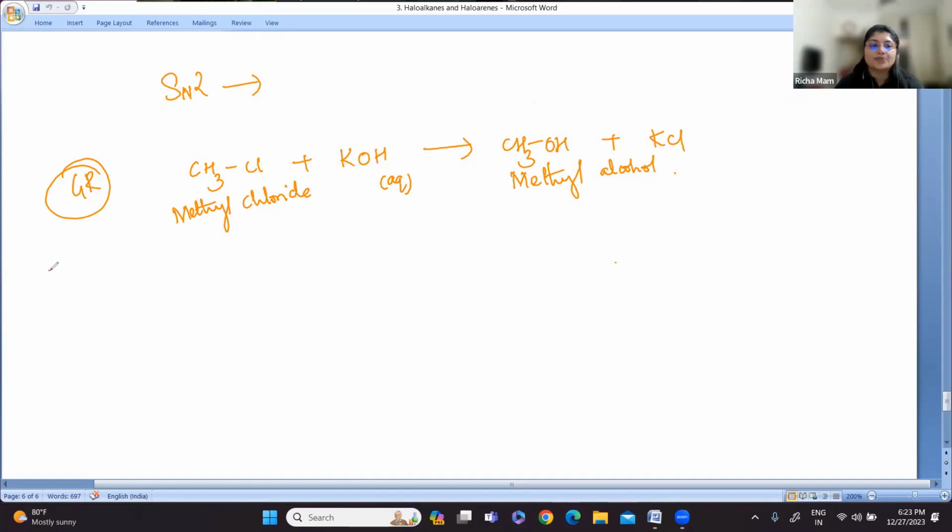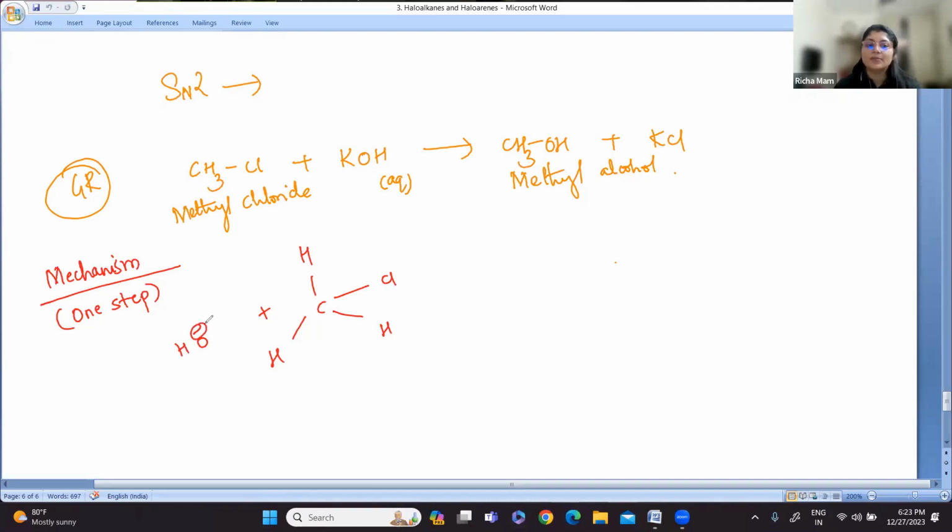Okay, now, what is the mechanism? As we said, this is a one-step mechanism. So here, your methyl chloride. What will happen to this methyl chloride? The attack of the nucleophile takes place from behind the carbon. So it is the SN2 mechanism, and it involves one step.